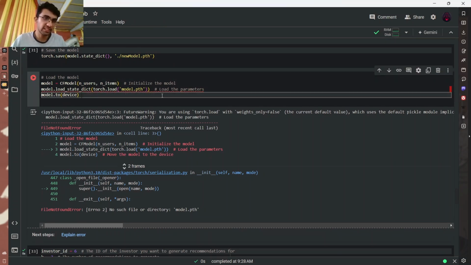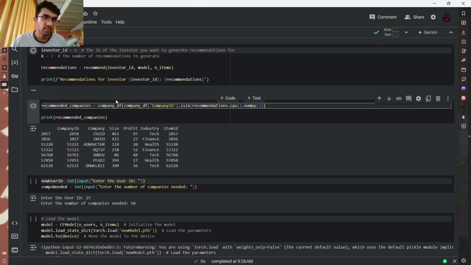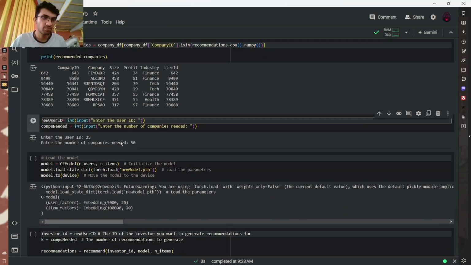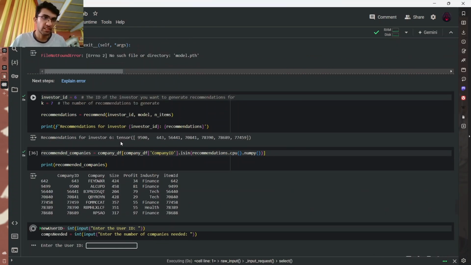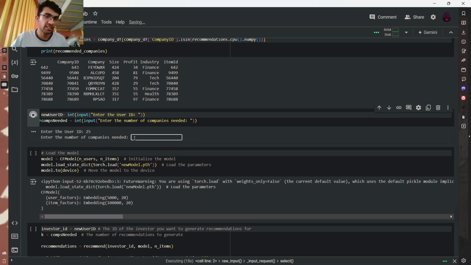So as we just trained the model, it is telling for the investor of ID 6, and if you want 7 recommendations to be made, these are the companies which it is recommending to that particular investor. Now, say I enter the user ID as 25 and the number of companies needed as 3.